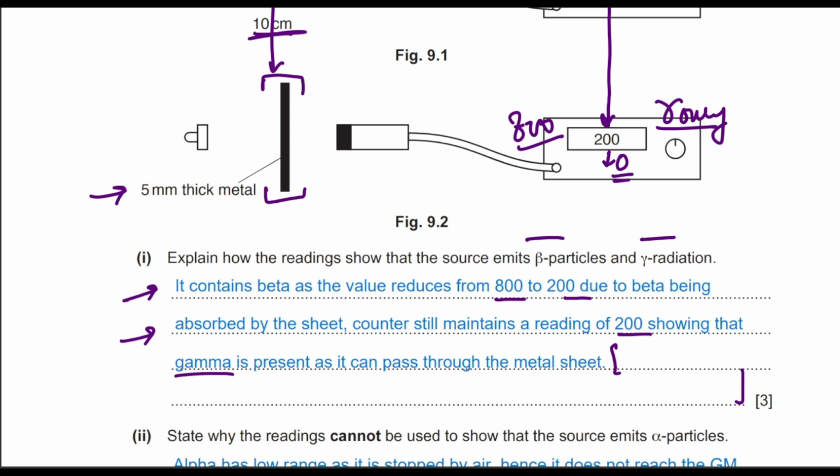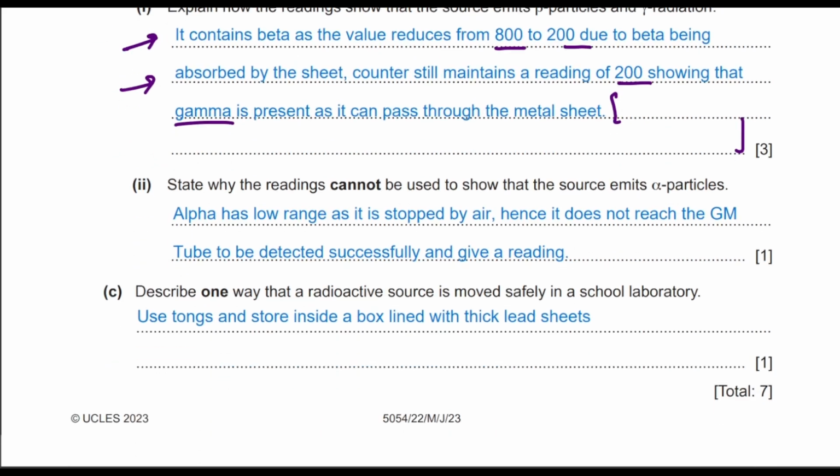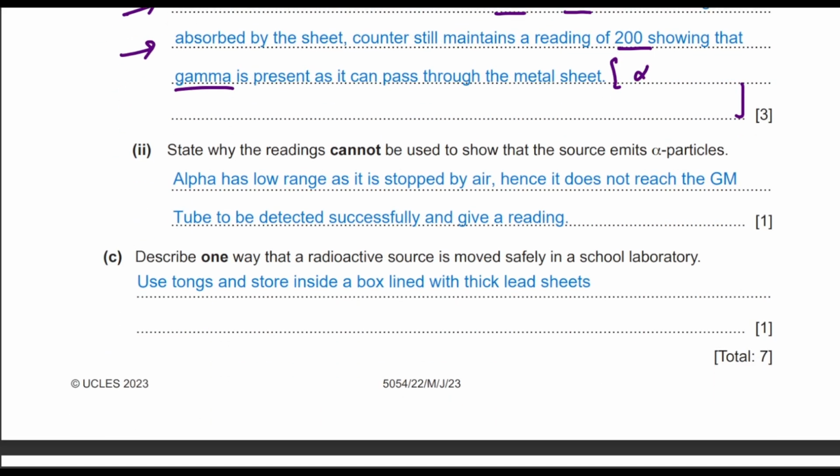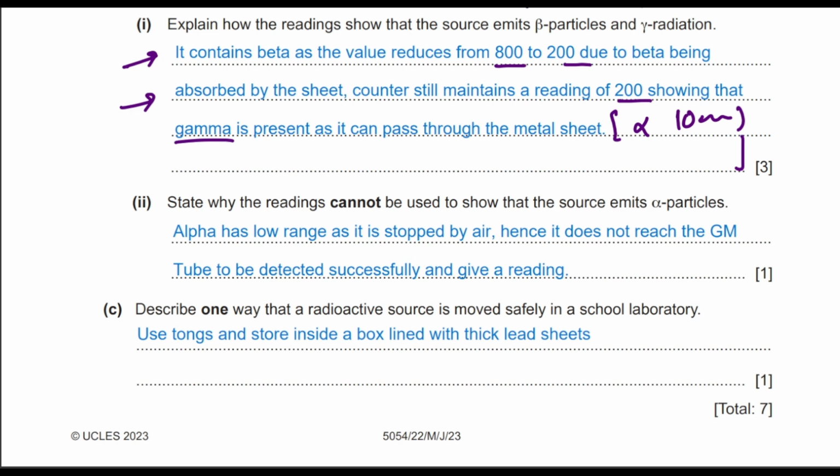Now, gamma can pass through a metal sheet, can pass through paper, it can pass through almost everything, except it reduces its concentration or its effect when you place a thick lead sheet. And over here, you can say that alpha is not detectable or is not a part of the question because of the 10 centimeter range. It's up to you. If you are not left with the writing space, then you should be good enough with the justification of beta and gamma.